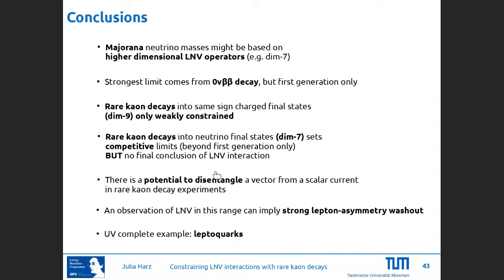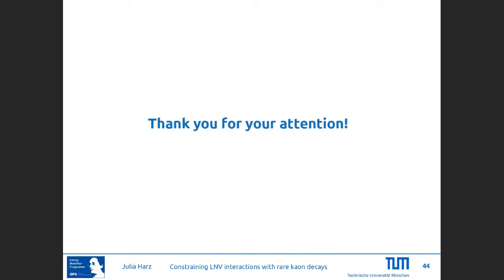Another possibility is to look into the effects of lepton number violating dimension 7 operators in the kaon decays, but here we cannot have a final conclusion on lepton number violation, but we can simply put limits on our new physics scale. I showed you that depending on the lepton number violating or lepton number conserving interaction, we will get a vector or a scalar current that I might be able to disentangle at these experiments, and that lepton number violating interactions can imply a strong lepton asymmetry washout. And I gave one example of these operators in terms of a leptoquark model, where one would, for example, have a non-trivial flavor structure. And with this, I would like to thank you for your attention.